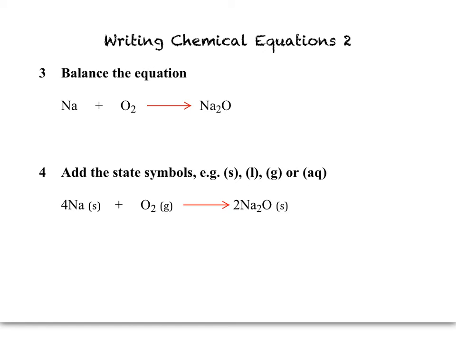Rule 3. Balance the equation. On the left-hand side, we have 1 sodium atom. On the right-hand side, we have 2 sodium atoms. So we need to add another sodium atom. On the left-hand side, we have 2 oxygen atoms. On the right-hand side, we only have 1. Now we cannot simply just add another oxygen atom to the Na2O, as this does not exist.